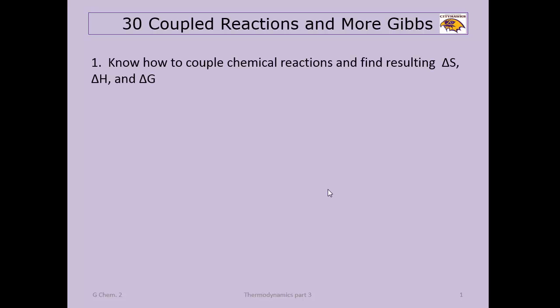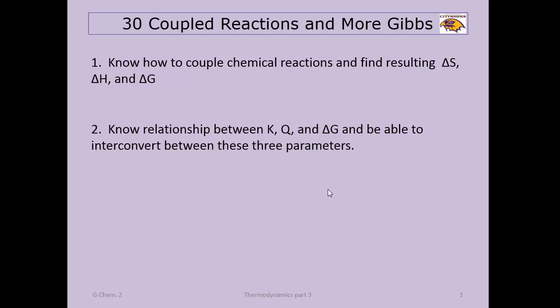So today's video is part 3 of a 3-part tutorial on thermodynamics for General Chemistry 2. And today we're going to talk about coupling reactions. In a coupled reaction, I want you to be able to find the resulting entropy, the enthalpy, and the free energy. I want you to know the relationship between free energy and the equilibrium constant K and the equilibrium reaction quotient Q.